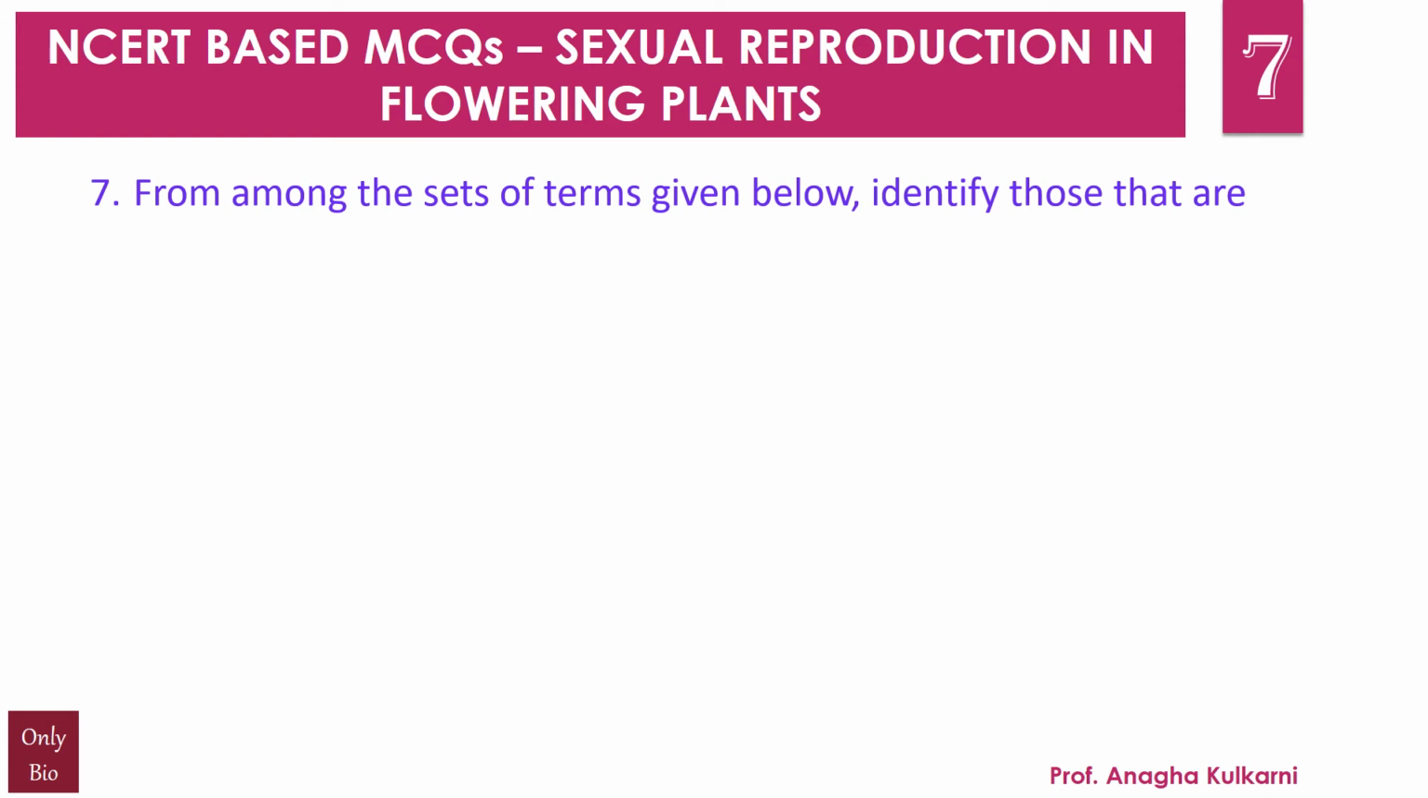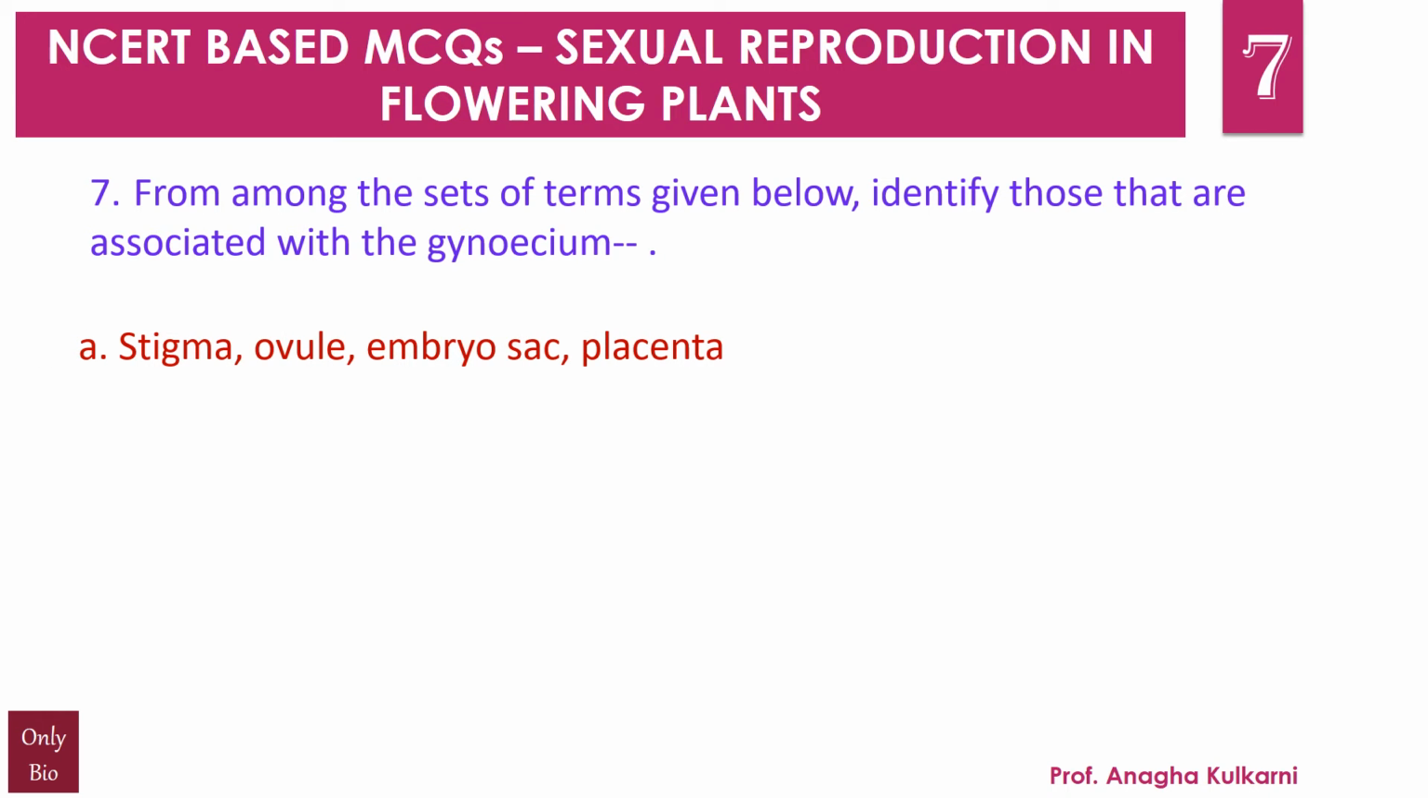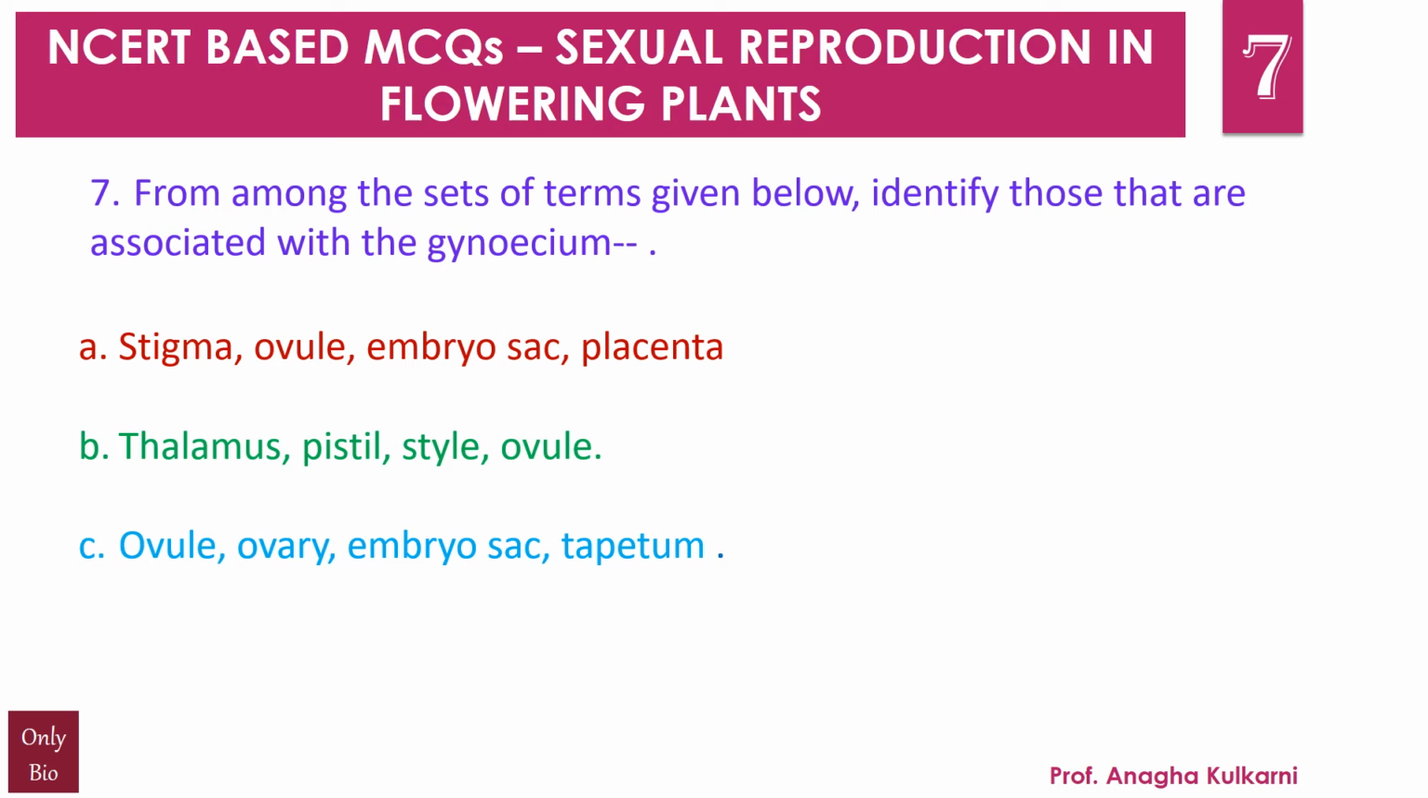Question number 7. From among the sets of the terms given below, identify those that are associated with the gynoecium. A. Stigma, ovule, embryo sac, placenta. B. Thalamus, pistil, style, ovule. C. Ovule, ovary, embryo sac, tapetum. D. Ovule, stamen, ovary, embryo sac. And the correct answer for this question is A. So, stigma, ovule, embryo sac and placenta are all the terms which are associated with the gynoecium. So, that's the right answer.